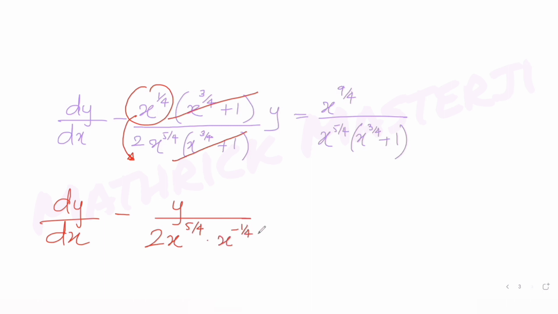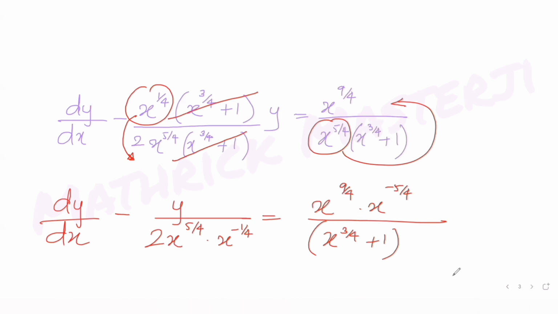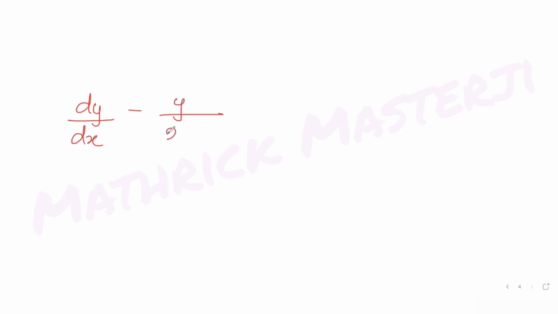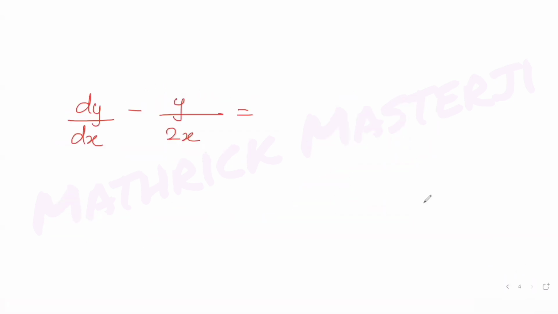x raised to minus 1 is equal to x raised to 9 over 4, and this 5 by 4, if I take it up, it becomes 9 minus 5 upon x raised to 3 by 4 plus 1. So if I solve this, I get dy by dx minus y over 2 x raised to 5 by 4 minus 1 by 4, that is 4 by 4. So 4 by 4 is 1. So x raised to 1 is equal to, this becomes x raised to 9 by 4 minus 5 by 4 again. So 4 by 4, that is x upon x raised to 3 by 4.